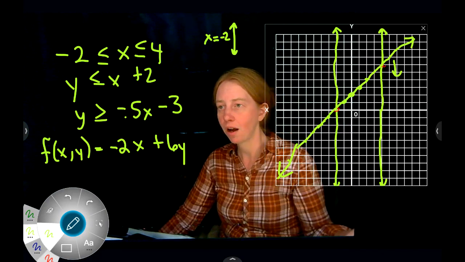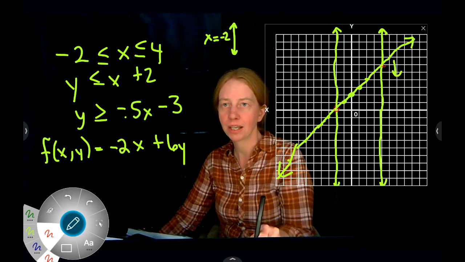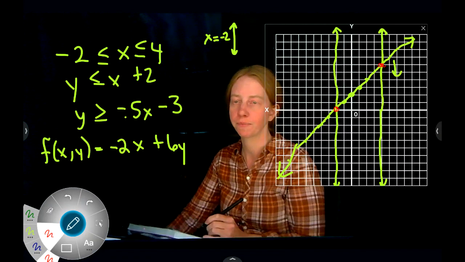We also have these red points here that are going to be kind of important because those are intersections. So we're just going to make sure that those are big enough that we can see them since I kind of covered over them a minute ago.